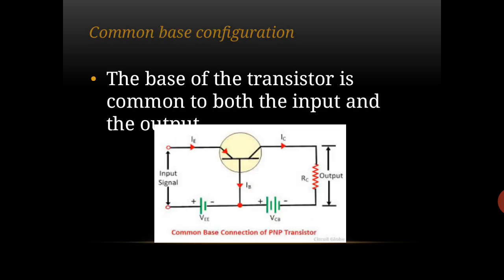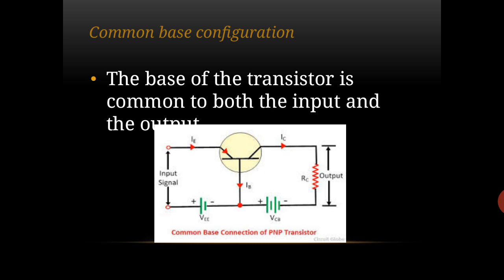Now the common base configuration. Common base configuration means, obviously, the base will be common to both the input signal and the output signal. As you can see, the base is having two batteries, VEE and VCB. Now VEE means voltage supplied to emitter, which is the input voltage, and VCB means the voltage across collector and base, where the load resistance is there. So the output will be obtained from RC.